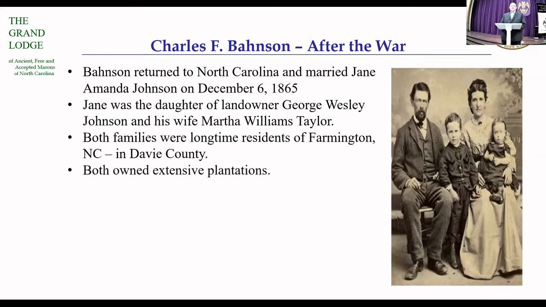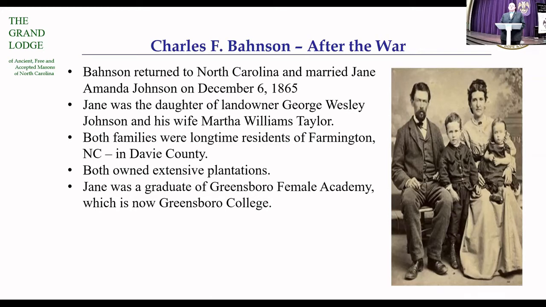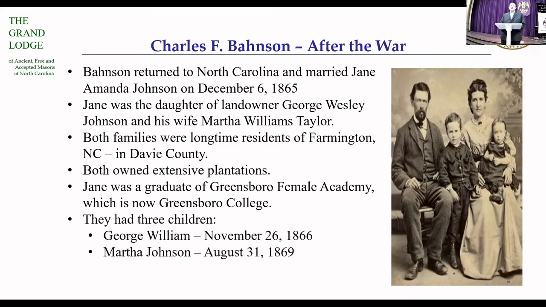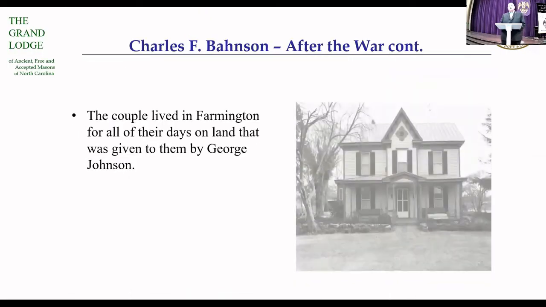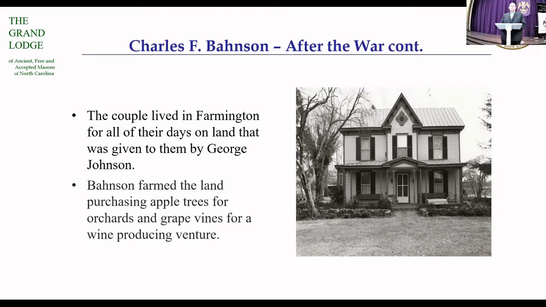Now, both of these families owned extensive plantations in the area. And Jane was a graduate of the Greensboro Female Academy, which is now called Greensboro College. They had 3 children, George William, Martha Johnson, and Francis Henry. The couple lived in Farmington for all of their days on land that was given to them by George Johnson. And before they moved to Farmington in the house you see here, which is still there today, they lived on land which is now called Tanglewood Park outside of Clemmons, North Carolina, before they moved to Farmington itself.